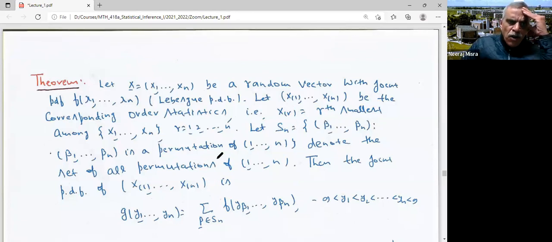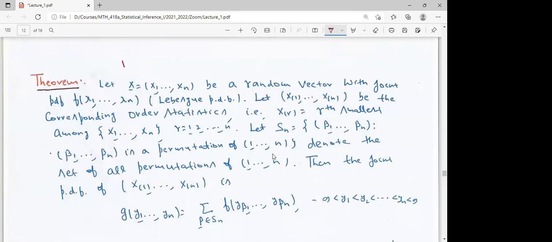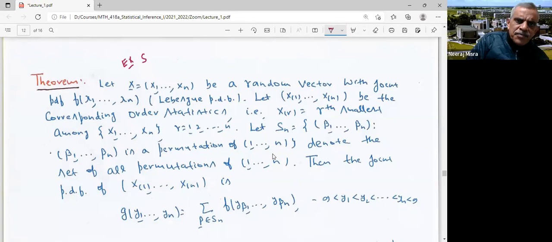I define the set of all permutations of 1 to n. Sn is the set of (beta 1, beta 2, ..., beta n) such that (beta 1, ..., beta n) is a permutation of 1 to n. So I consider all the permutations of 1 to n, and they form the set Sn. So for example, Sn would have how many elements? It would have n factorial elements because there are n factorial permutations of 1 to n. But to see an example, you can see what would be my S3. It is the set of all permutations of 1, 2, 3.